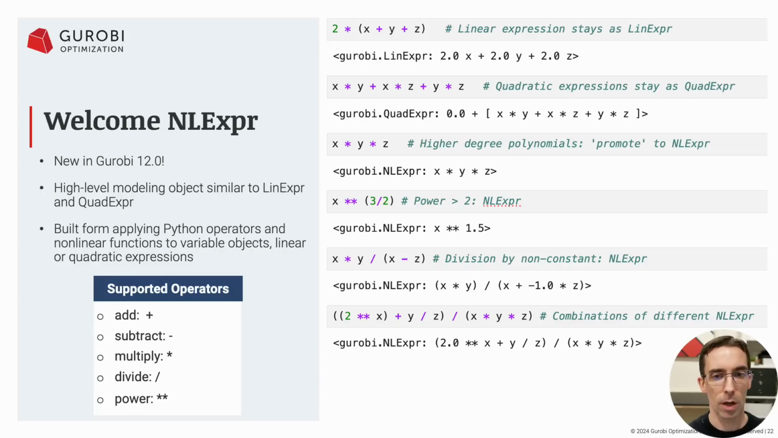In the second one, we have a quadratic expression. When we multiply and add these various Gurobi variables together, we end up with a quadratic expression. But as soon as we start taking a product of 3 variables, it will be upgraded to Gurobi's NL expression type. Now, I want to mention that this function is brand new in Gurobi 12.0, which has just been released and allows for more natural modeling of nonlinear expressions in Python.